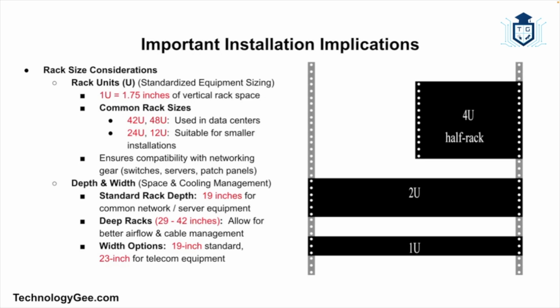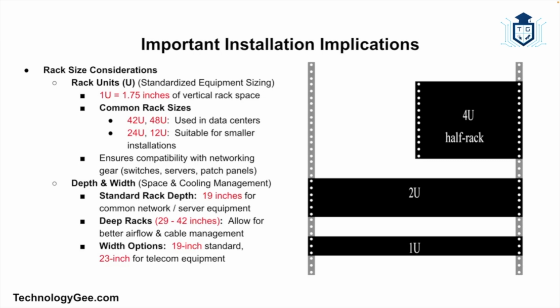All right, next let's talk about rack size considerations. So rack mounted equipment is standard in structured networking environments, and the size and configuration of a rack directly impacts space utilization, cooling, and accessibility. So we have what are called rack units. Equipment racks are measured in standard units represented by the letter U, where 1 U equals 1.75 inches of vertical space. And the common sizes are 42 U and 48 U for data centers, and 24 U and 12 U for smaller installations. And this ensures compatibility with standard networking gear such as switches, servers, and patch panels.